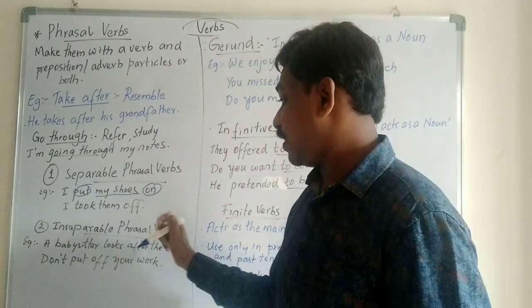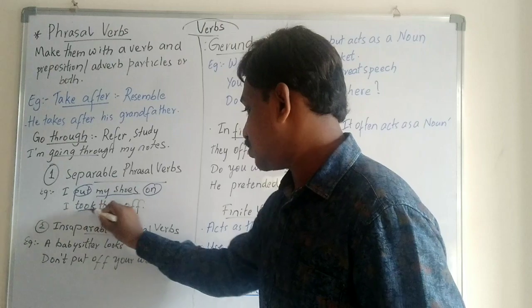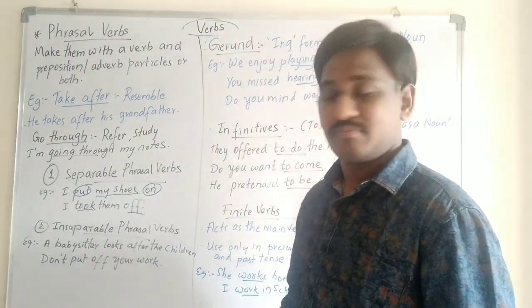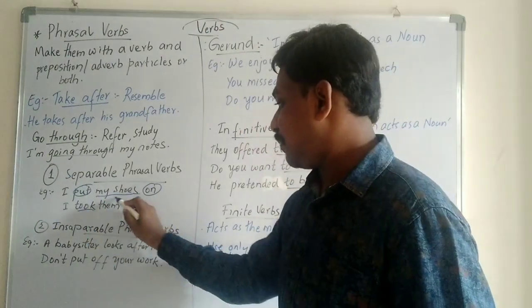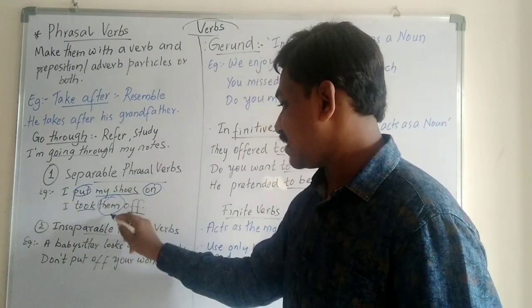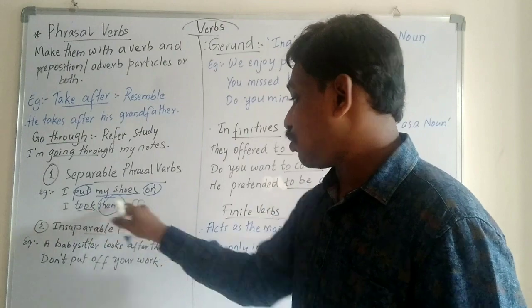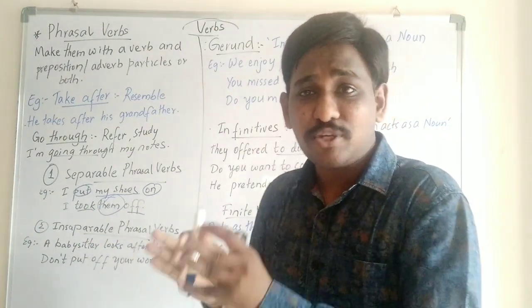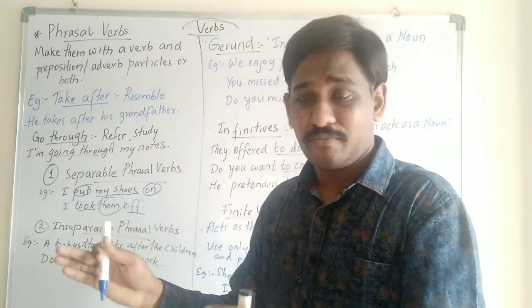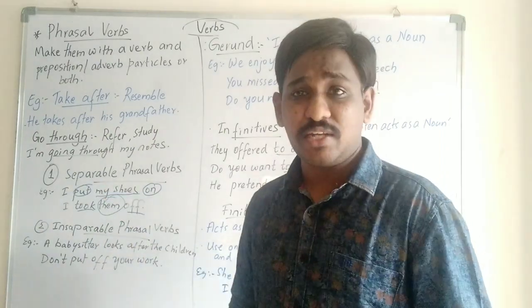Second one, I took them off. Took off is a phrasal verb. You are adding them in the middle, so you can separate the phrasal verb. If you make it, I took off them, that's wrong. So they have to be separated. I took them off. So these are called separable phrasal verbs.